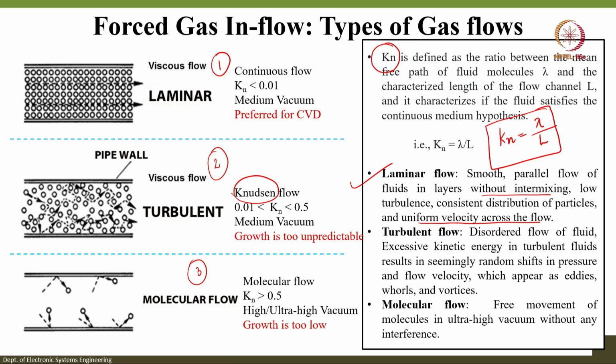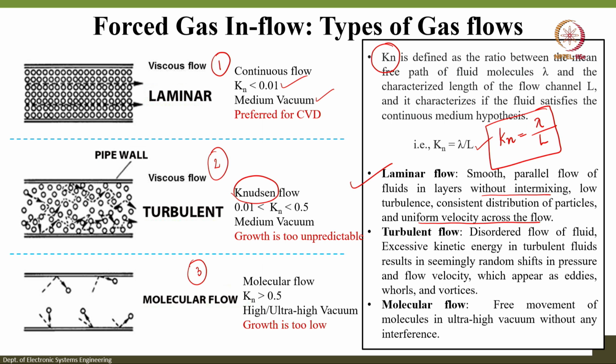In case of a laminar flow, the value of the Knudsen number is very small, for example less than around 0.01, and this type of flow is achieved in a medium vacuum condition. This is the fluid flow regime preferred in a chemical vapor deposition mechanism, because in laminar flow the velocity is uniform and there is very little turbulence, as I already mentioned. So we can have a uniform and predictable growth rate in a CVD reactor where the gas flow is maintained in the laminar regime.